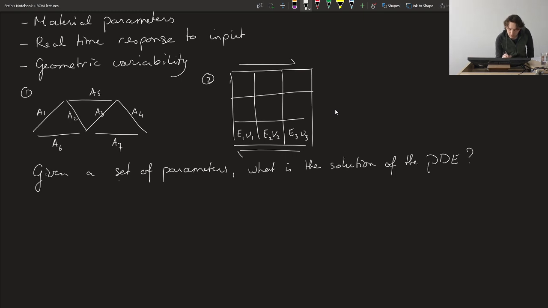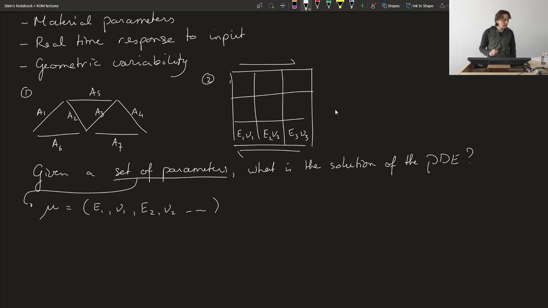So we have here now a set of parameters, and the way that we're going to talk about that is that the set of parameters is a point in a parameter space. And the symbol that I'm going to use for that is that any point in our parameter space is going to be denoted by mu. So mu is a parameter point, which is really just a tuple of a couple of values. So for the right example, that would be E1, nu1, E2, nu2, etc. And these are going to lie in our parameter space, which I'll denote with this P.